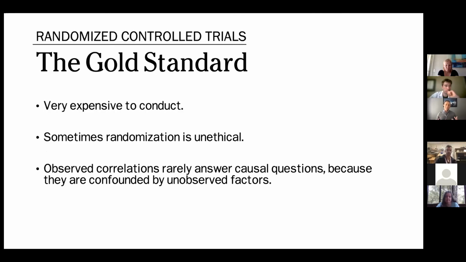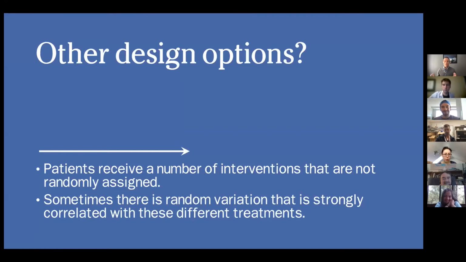A more cynical view on randomized controlled trials is that they're called the gold standard because they're very expensive to conduct. It's millions of dollars that go into designing and conducting them. Patients receive a number of different interventions that are not randomly assigned. So think within the PREPA trials: we're randomizing the preoperative antiseptics, but there's a lot of other co-interventions that individuals get. Some individuals are getting intrawound vancomycin powder. There are different antibiotic prophylactic regimens that different people are given by their surgeon, at the discretion of the clinicians treating them. But sometimes there's random variation that is strongly correlated with these different treatments.